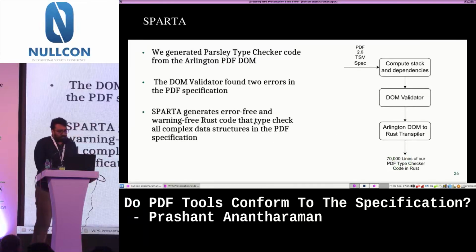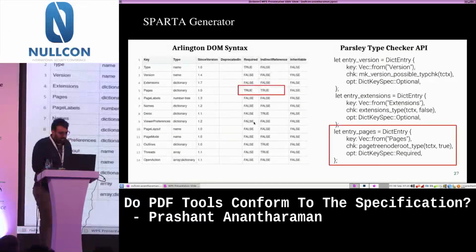Yeah. So the DOM validator, the Sparta checking tool itself, contains a validator because we wanted to first make sure that the TSV files themselves were valid. And what we found was that when we compute these stack dependencies, because you have pointers and links within the spec itself, there were several inconsistencies that we had to report to the PDF association. Only once those were fixed were we actually able to generate error-free Rust code. And here is an example of what the type checker API itself looks like. So you have dictionary required keys or optional keys on the right, and then we enforce the specifications that are present in the Arlington DOM.